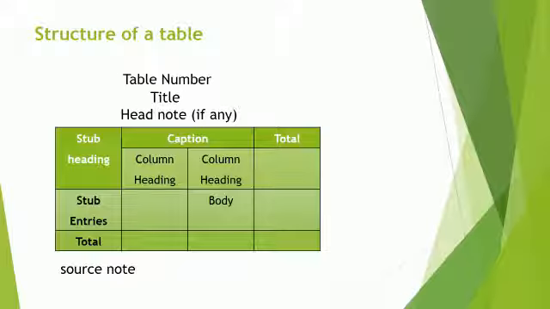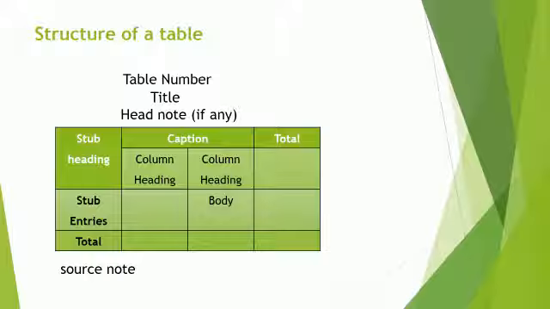Structure of the table. We have to form the table. We have the following parts. First one is the table number. We must have a number. And the title, definitely the title is a must. Next, the headnote, if necessary, if we have to mention anything. And the stub, which we already told about. Stub means row-wise heading.